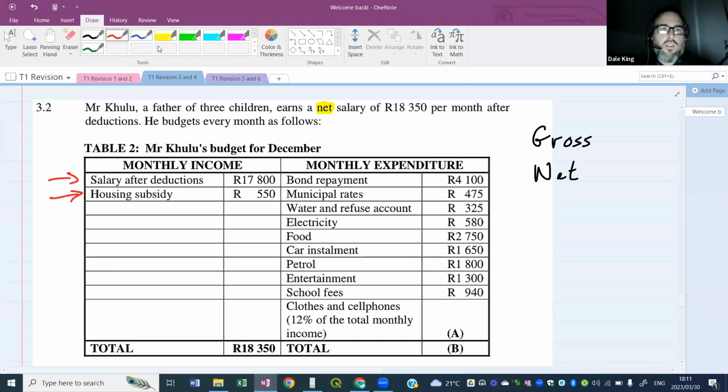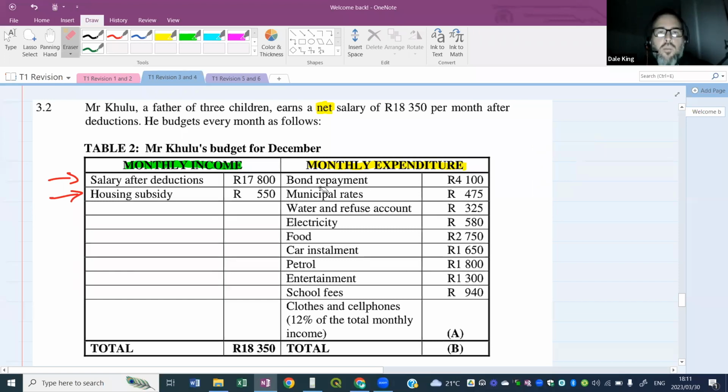All right. Now, you can see here in this budget, there's a heading saying monthly income. Then on the right-hand side, we've got monthly expenditure. All right. So he's budgeting what's coming in, the income, and what's going out, the expenditure. Okay. And on the income side, we've got his salary that's coming in, his net salary. And they're also giving him a housing subsidy as well. So it's not just a salary, but there's also other money coming in, a housing subsidy amount. All right. So that's all the money coming in. And on the right-hand side, we see all the expenditure, all the expenses, the money that's going out.